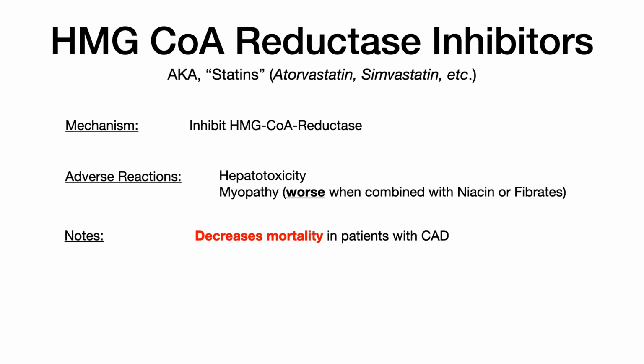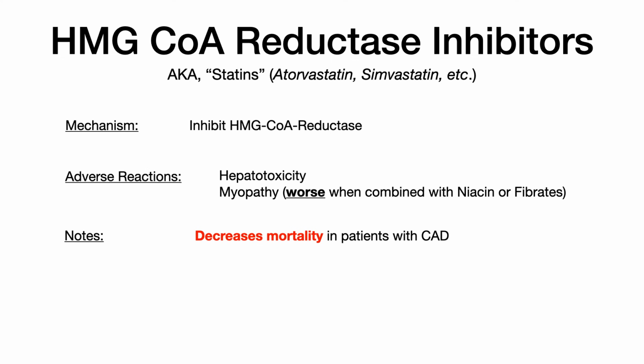And I have to note that HMG-CoA reductase inhibitors are one of the proven medications that will decrease mortality in patients with coronary artery disease. So a classic test question is that they give you somebody that has coronary artery disease, and they'll ask you which of the following medications should be given to decrease mortality. And the answer would be statin would be one of those answers because it has been shown to decrease mortality in these patients. Very, very, very high yield.